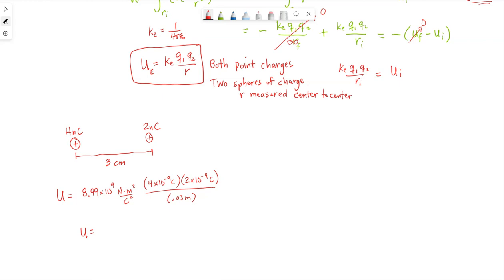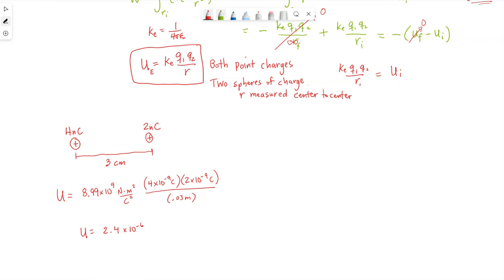Getting my calculator in scientific mode so I don't have to write decimal places. So I'm getting 2.4. Technically, I really only have 1 sig fig, so essentially 2.